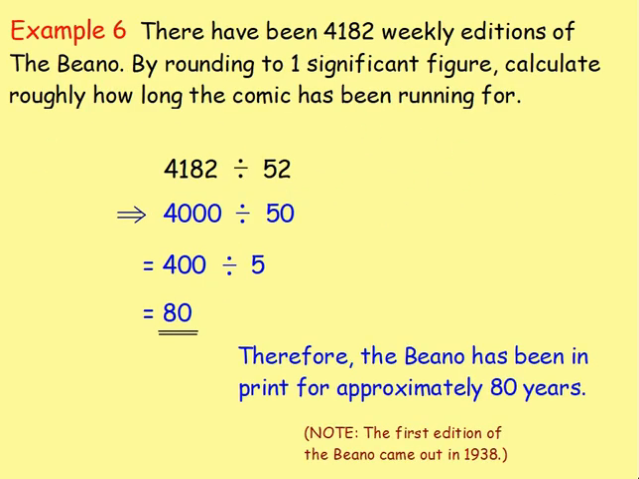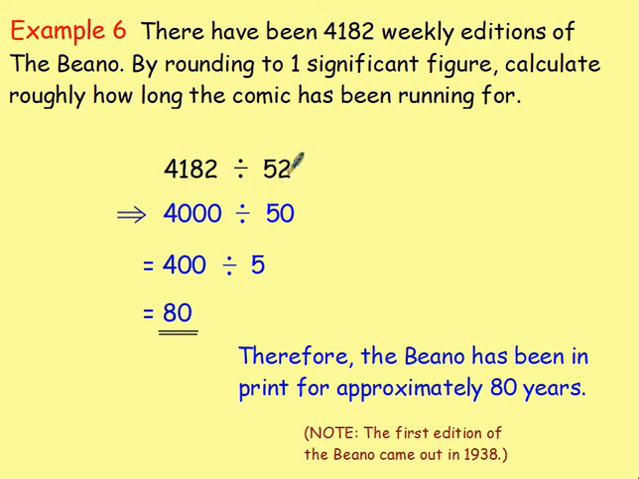We had a worded question here. There were 4,182 weekly editions of the Beano. By rounding to 1 significant figure, calculate roughly how long the comic has been running for. We know there's 52 weeks in a year, so if we divide that by 52, we can work out how many years the comic has been running. So to work out 4,182 divided by 52, well, that's quite difficult to work out.